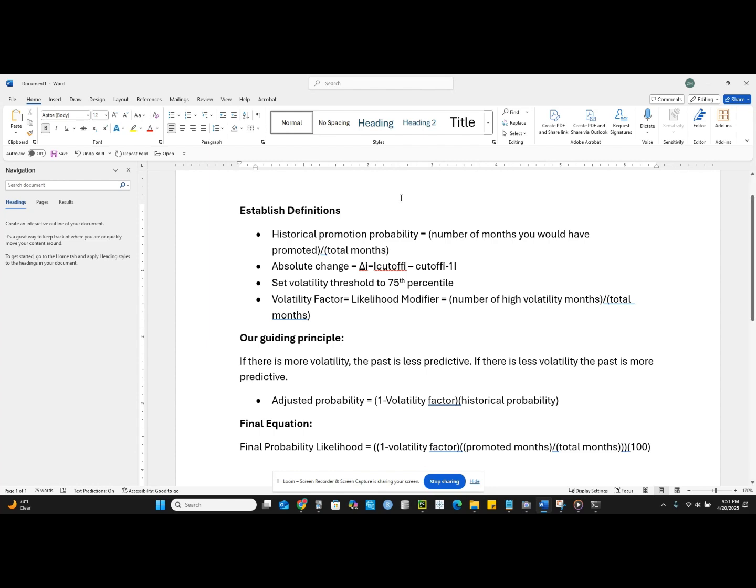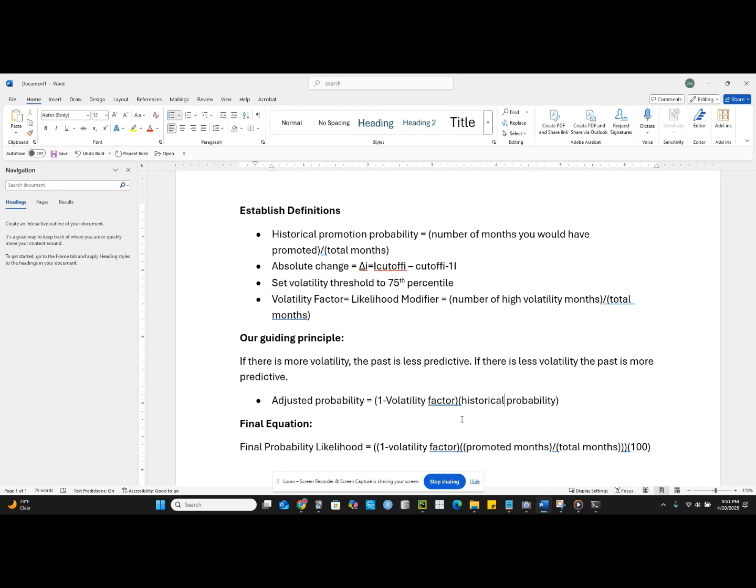So once we calculate our volatility factor, we are going to apply that to the historical probability factor. The 1 minus this is very common in statistics. So the final equation ultimately is the number of months that you would have promoted, and your probability of promotion based off of how many months you would have promoted, punished by the volatility factor. So let's think about that for 1 second.